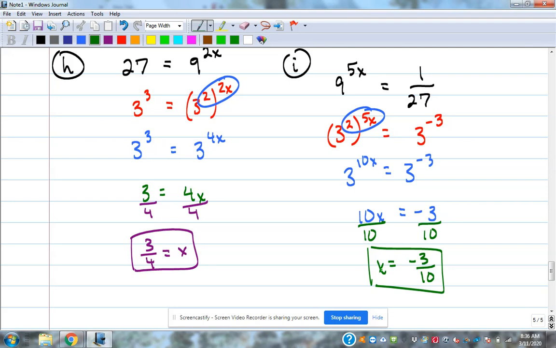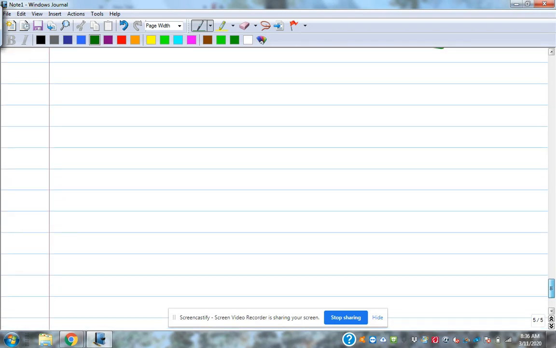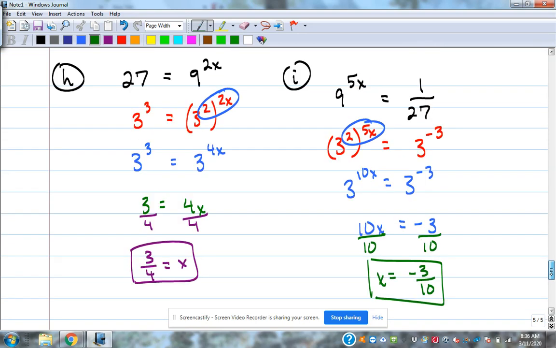So questions about that one? If you see a fraction in the problem, you got to think negative exponents. That's just the rule, okay? Fractions in the problem, think negative exponents. So that's I.